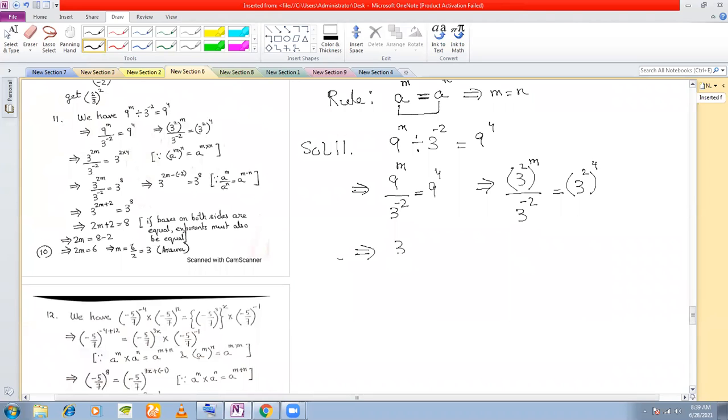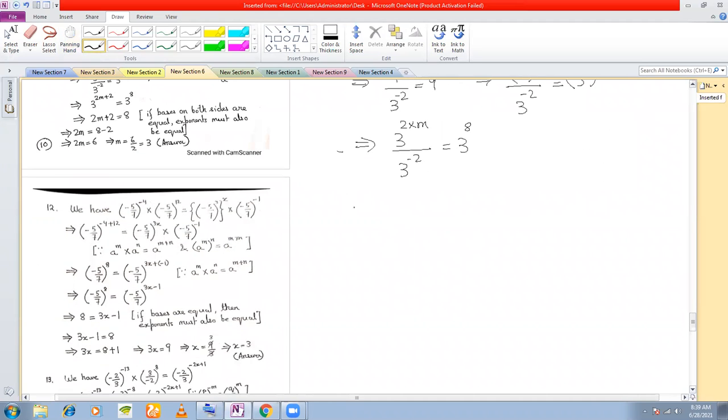In the next step, you can multiply these two powers, 2 and m, because this is the form a to the power of m whole to the power of n, which is a to the power of m into n. You can write this as 3 to the power of 2 into m divided by 3 to the power of minus 2 is equal to, here again, this is this form. So you can multiply the powers, 3 to the power of 8. Next, you can write this as 3 to the power of 2m divided by 3 to the power of minus 2 is equal to 3 to the power of 8.